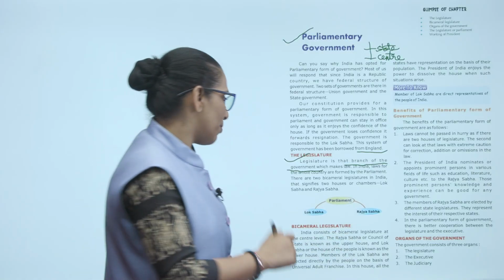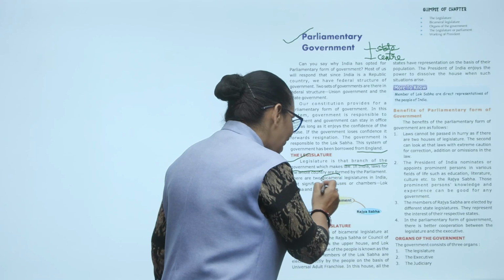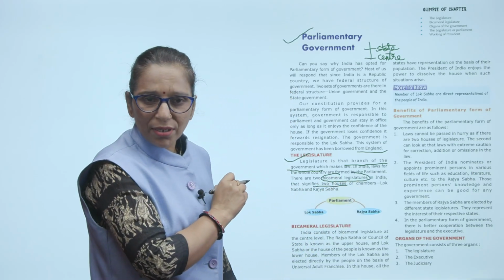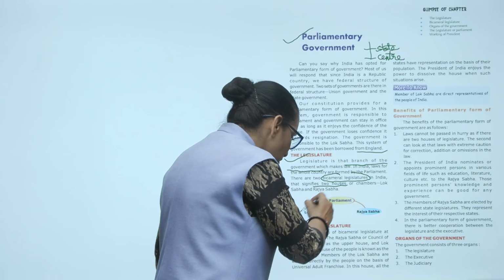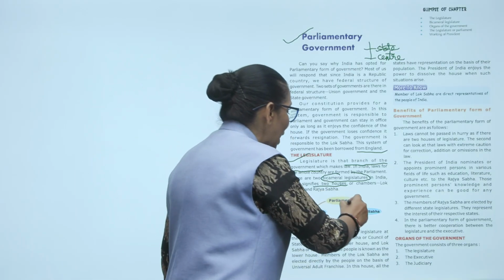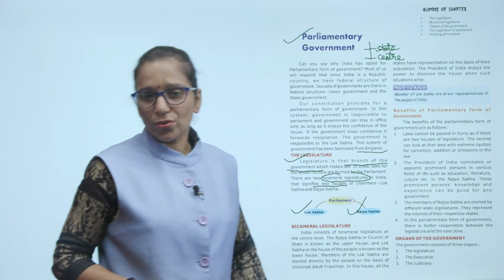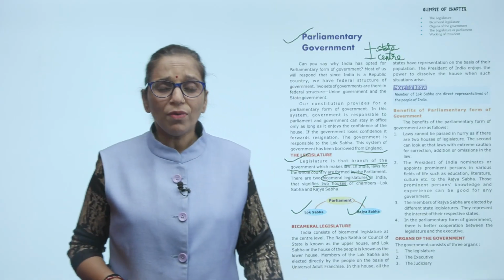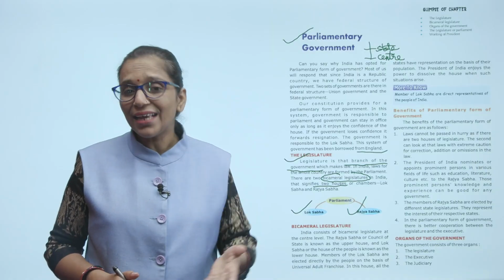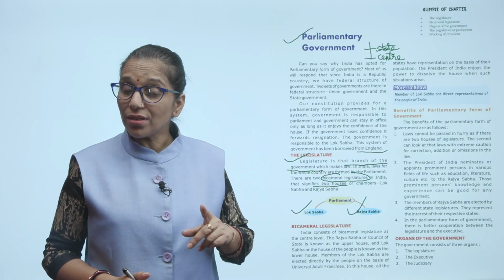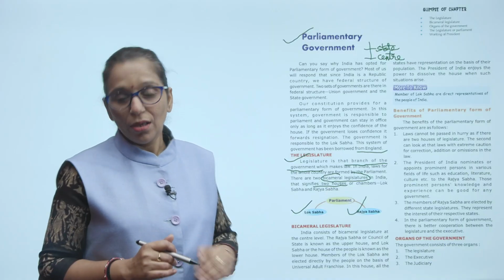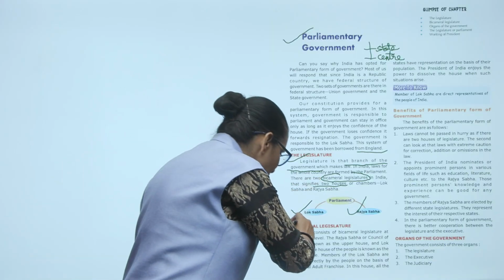We have a bicameral legislature. Bicameral legislature means we have two houses or two chambers. One is known as Lok Sabha, which is also known as lower house, and another is known as Rajya Sabha, which is also known as upper house. So when parliament has two houses, that is known as bicameral. If parliament has one house, then it is known as unicameral. So let's discuss the bicameral legislature.